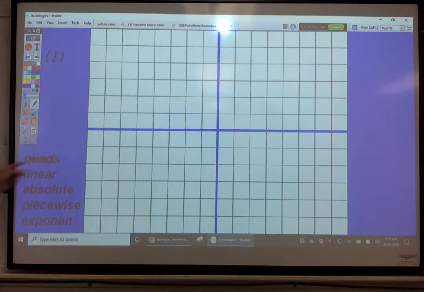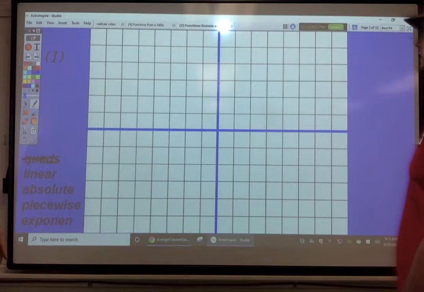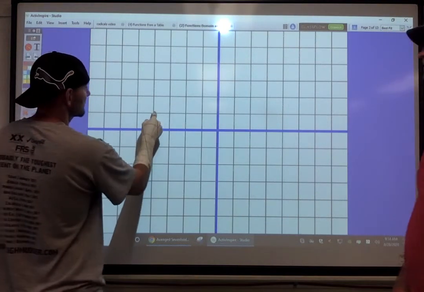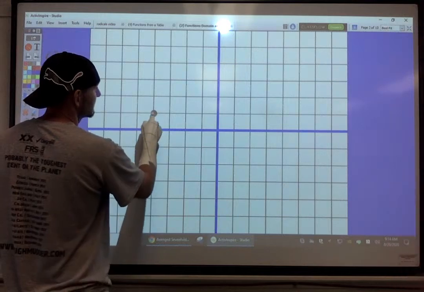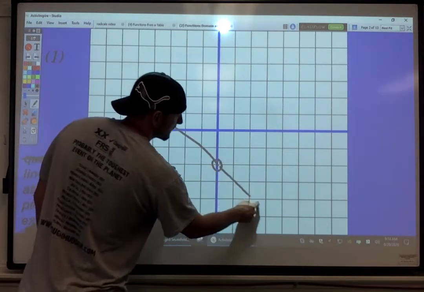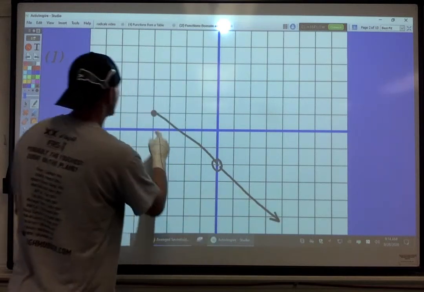You want to try another linear? You want to show one with gaps this time? Yeah, we can do that. Let's see. Do something crazy. There we go.